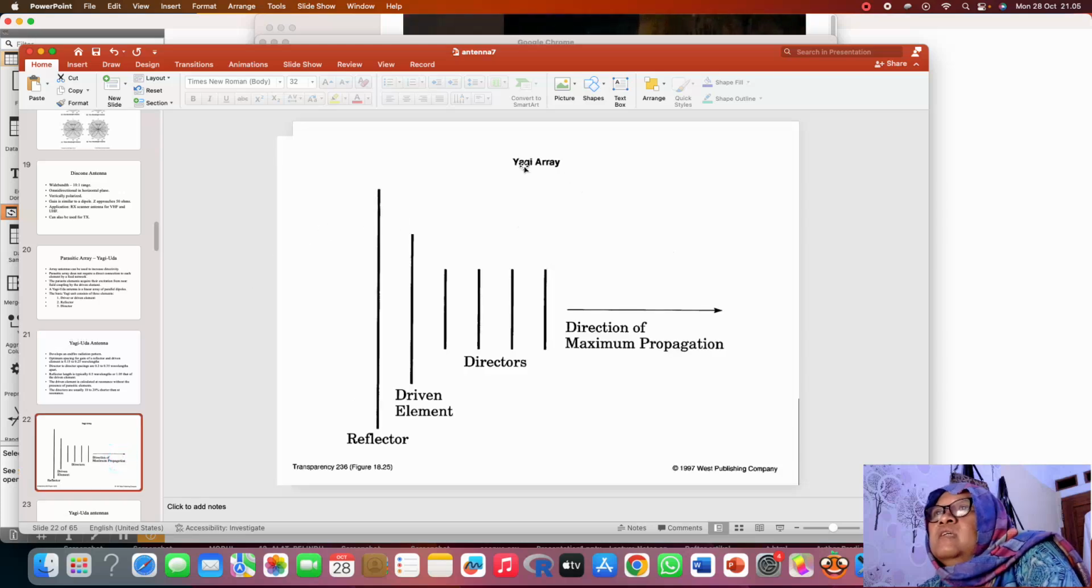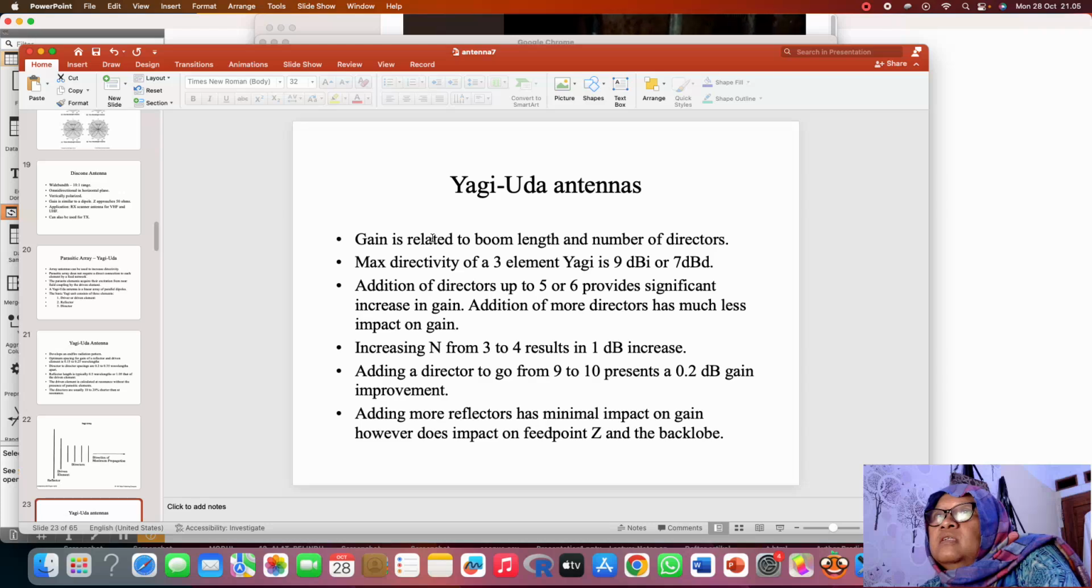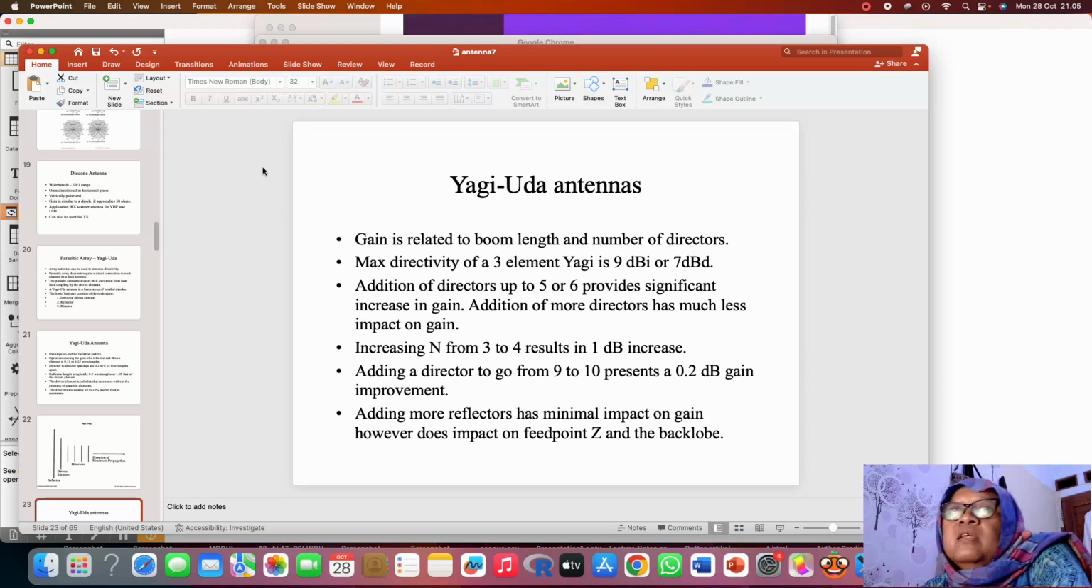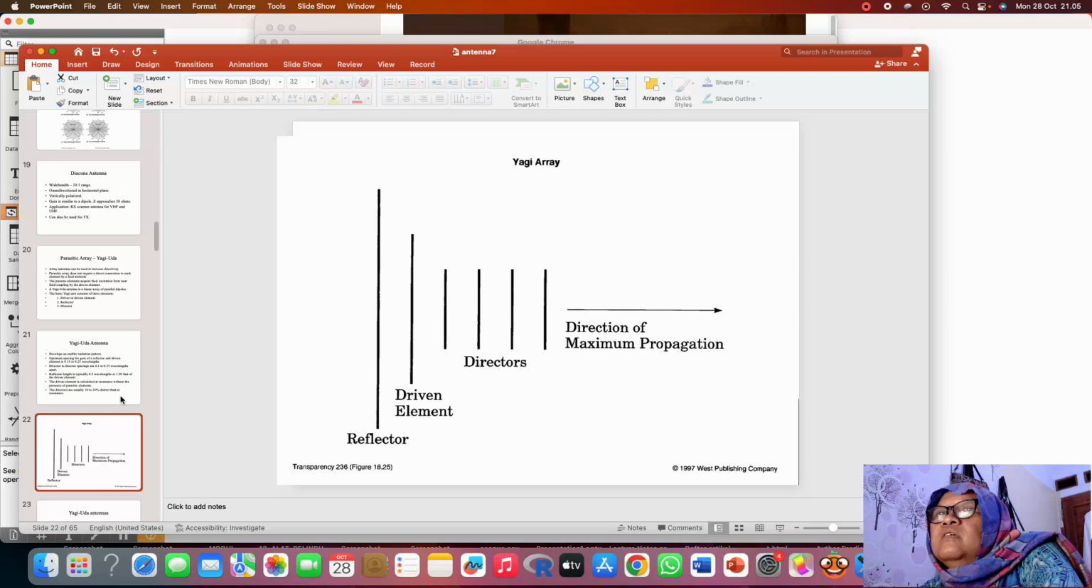Now this is the Yagi array. This is the director, this is the driven element, and this is the reflector. And then usually it stands on one aluminum boom here. Now this is the Yagi-Uda antenna. Gain is related to the boom. This is the boom here.